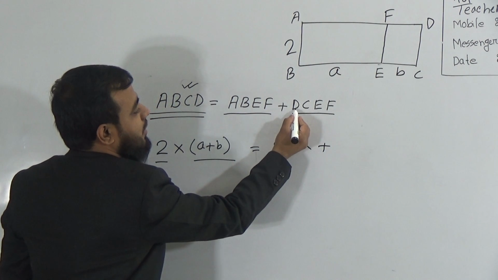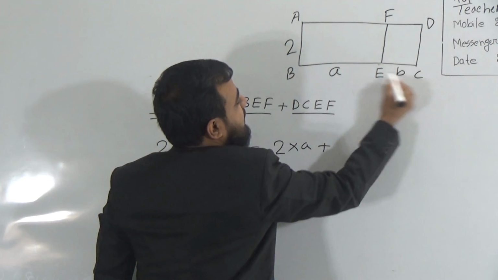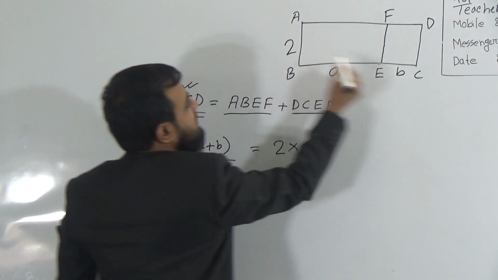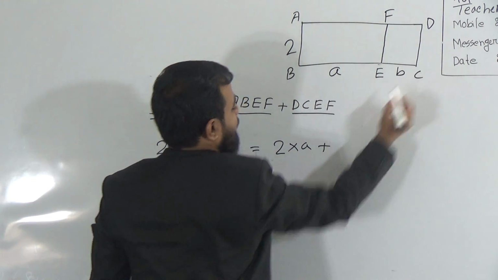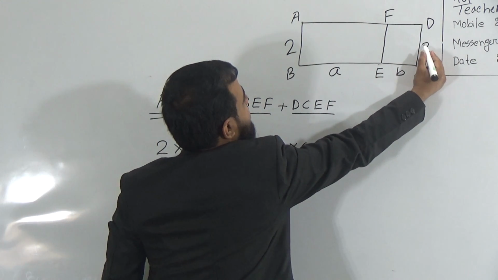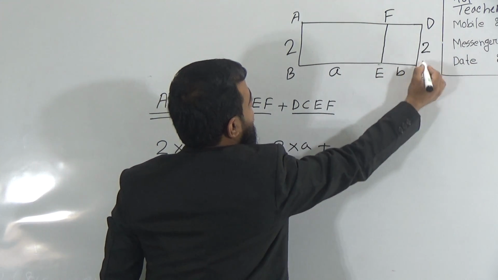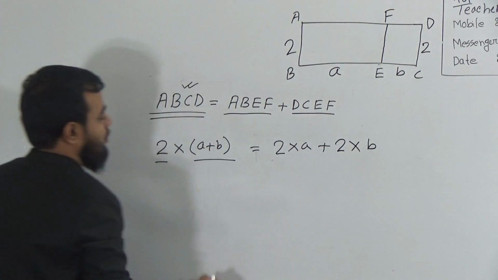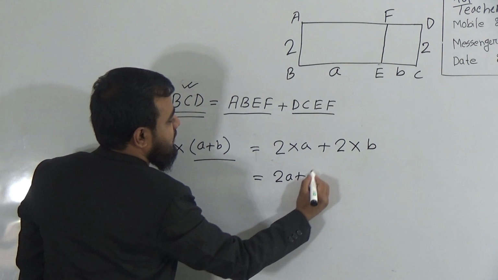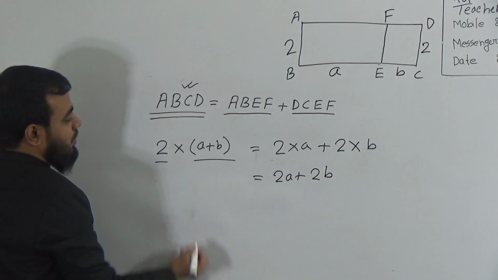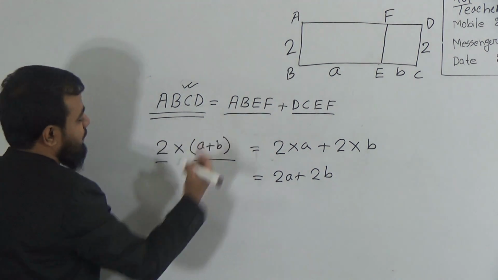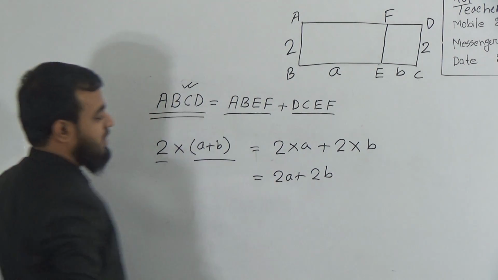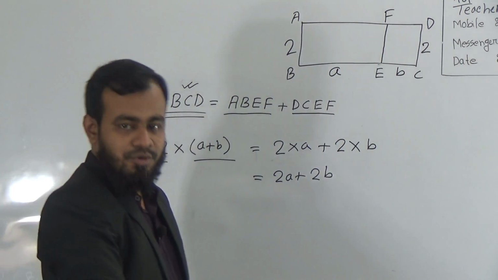And we need to find out the area of DCEF. Now look very carefully. The length of AB is equal to 2. That means the length of DC is also 2. So the length here is 2, and the area of DCEF is length multiplied by width. That means 2 multiplied by B. So we get here twice A plus twice B. Now look, with the help of the geometric figure, we can prove that twice multiplied by A plus B equals twice A plus twice B. That means multiplication maintains the distributive law also.